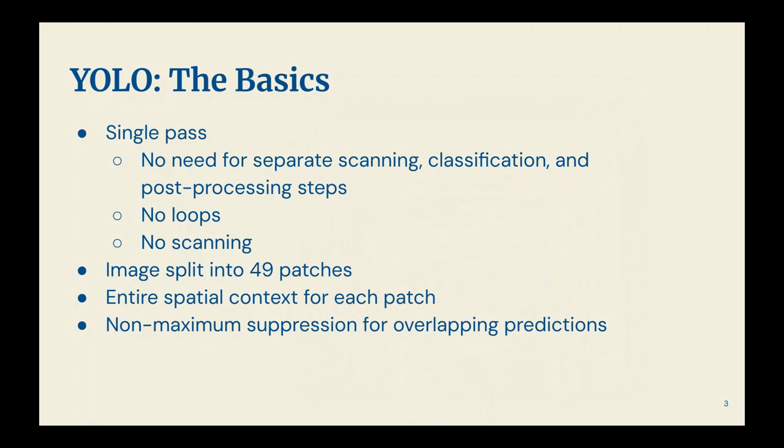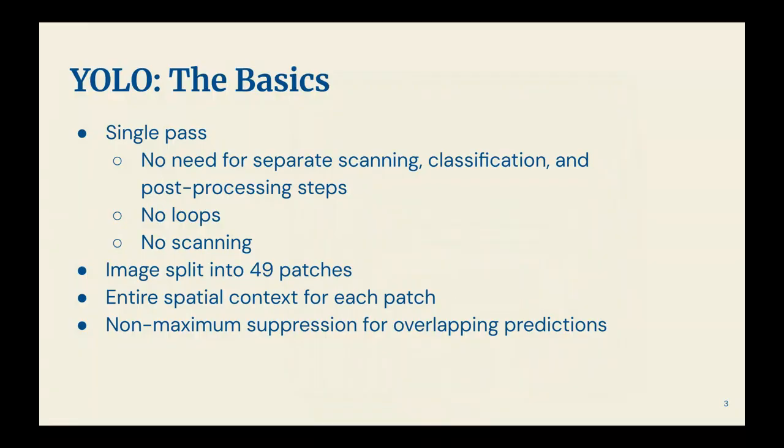YOLO stands for You Only Look Once, and it's an object detection model whose primary motivation was to be able to detect objects using a single pass rather than having a multiple pass approach like you saw with RCNN. For context, YOLO was first published in 2015, and at the time, the multiple pass approaches like RCNN were effective, but the biggest problem is that they're just slow.